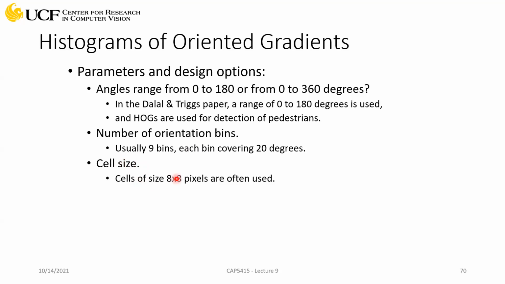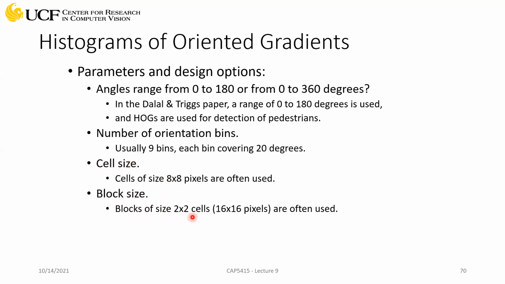So cell size is how many pixels you have in each cell. The standard is roughly 8 cross 8, so you have 64 pixels. But you can also have bigger cells. The only difference will be the neighborhood which you're using to compute your orientation histogram, right? That is something which is being controlled by your cell size.